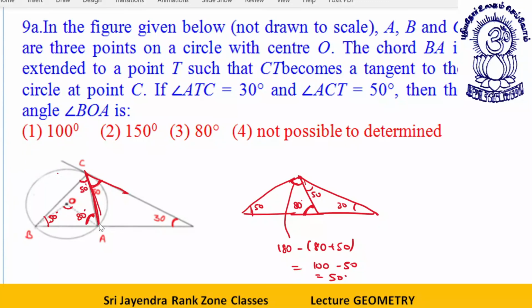This angle is made by the chord AB at the circumference. So the angle at the center will be double of this, 2 into 50 degrees, or 100 degrees. I'm giving you a minute. Think about this. Let's take the next one.